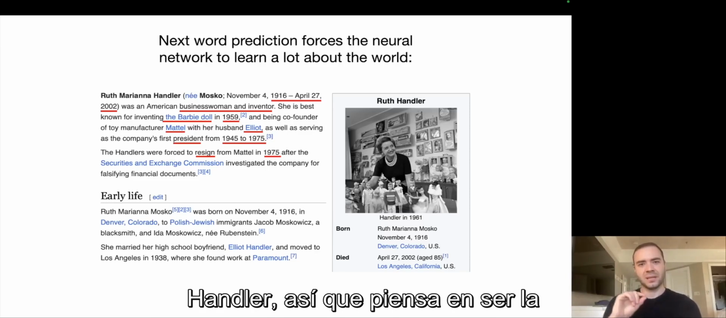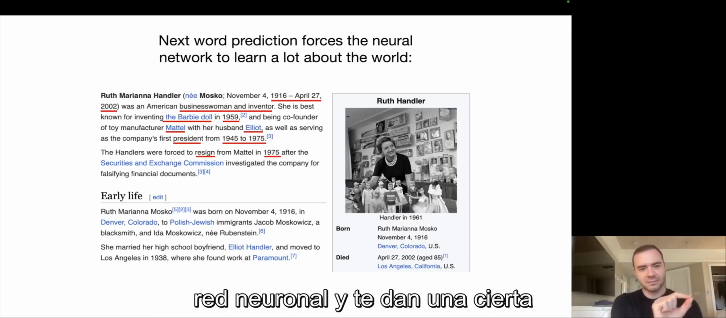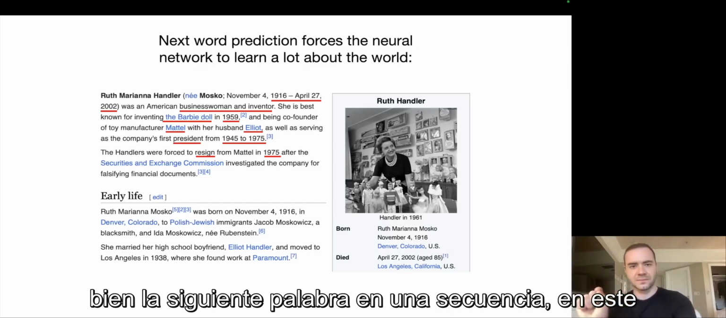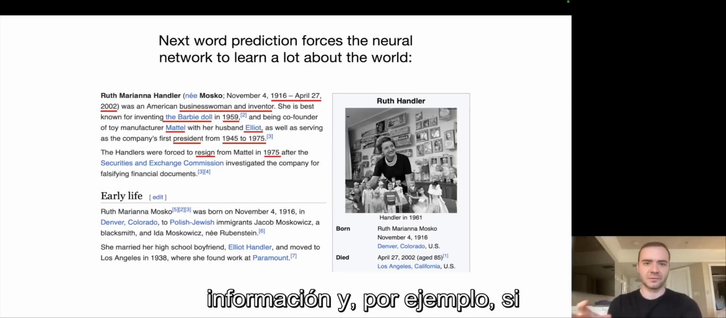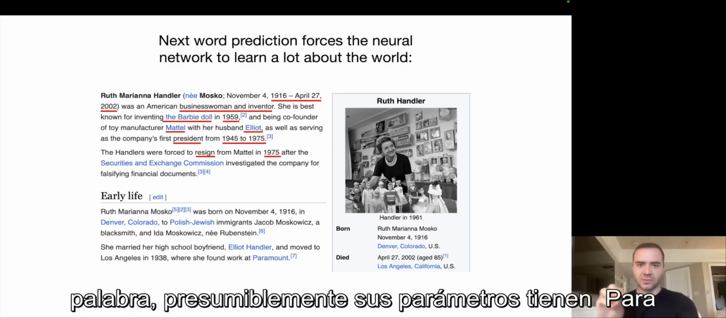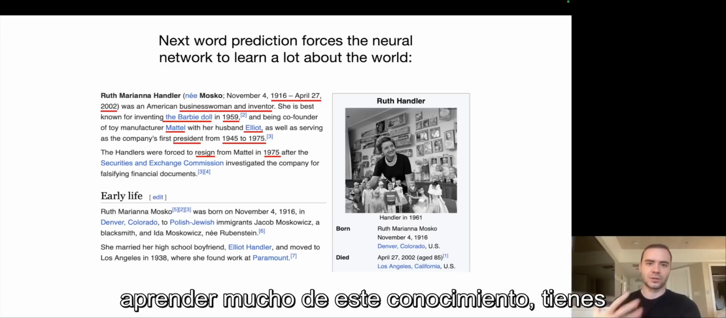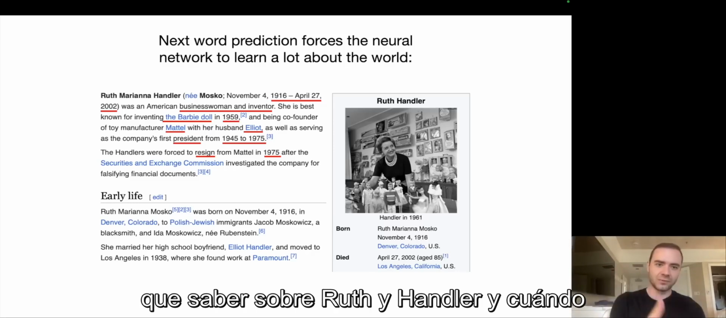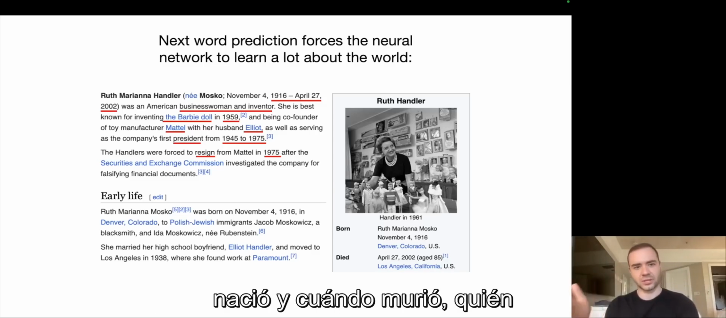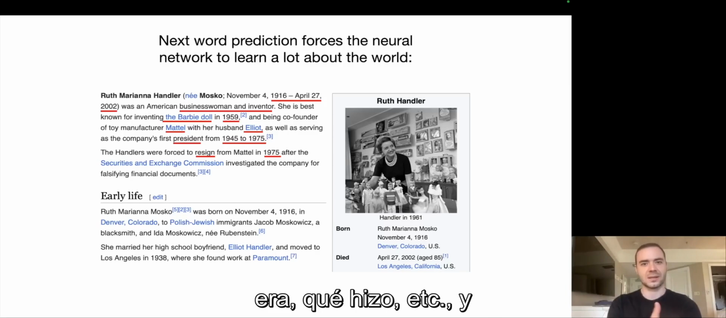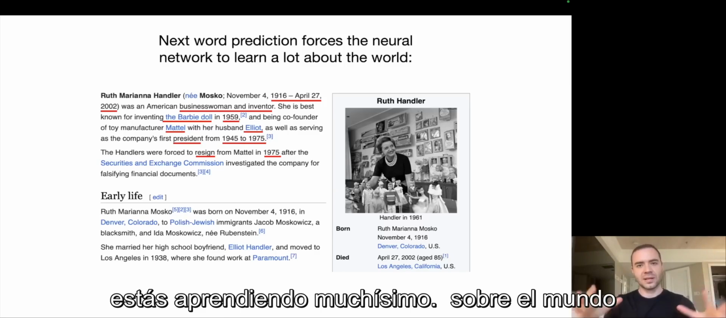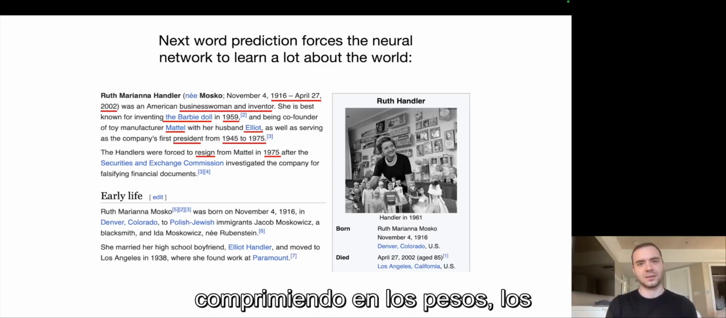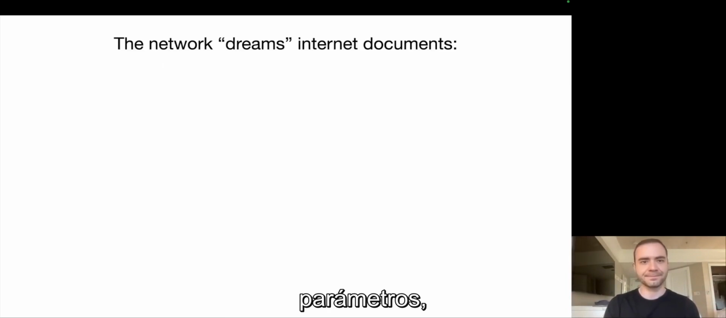And so think about being the neural network, and you're given some amount of words and trying to predict the next word in a sequence. Well, in this case, I'm highlighting here in red some of the words that would contain a lot of information. And so, for example, if your objective is to predict the next word, presumably your parameters have to learn a lot of this knowledge. You have to know about Ruth and Handler and when she was born and when she died, who she was, what she's done, and so on. And so in the task of next word prediction, you're learning a ton about the world, and all this knowledge is being compressed into the weights, the parameters.